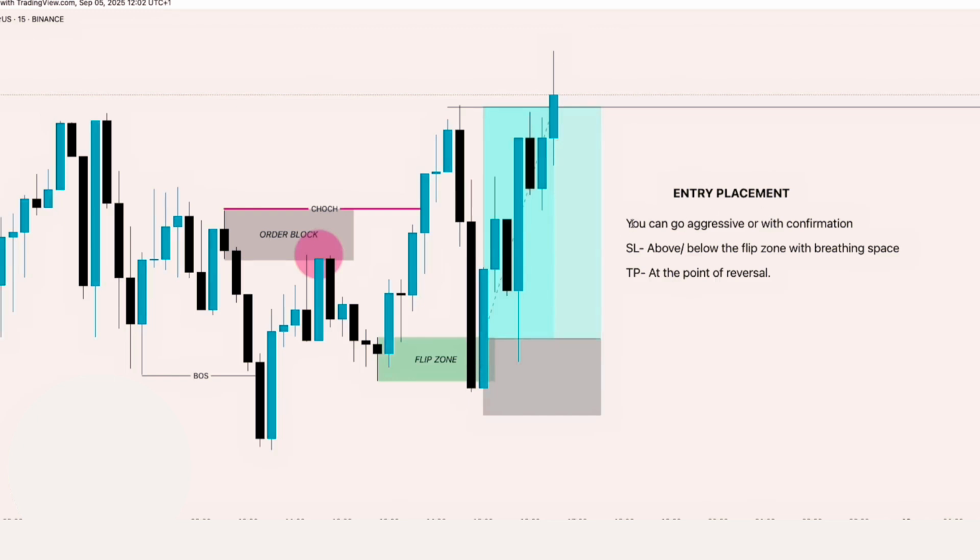So have it in mind that when placing your entry, you can decide to go aggressive or you can work with confirmations. Now, for the stop loss, stop loss can be above or below the flip zone with some breathing space, and then take profit at the point of reversal. If you were wondering how you can go aggressive or with confirmation, I have a lot of videos here showing you how to take an aggressive entry or confirmation entry.